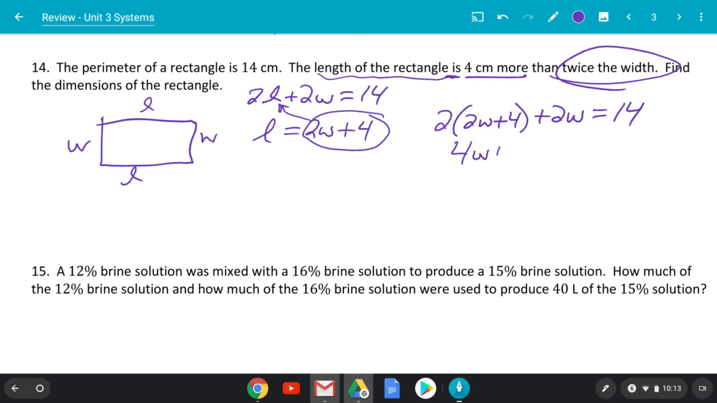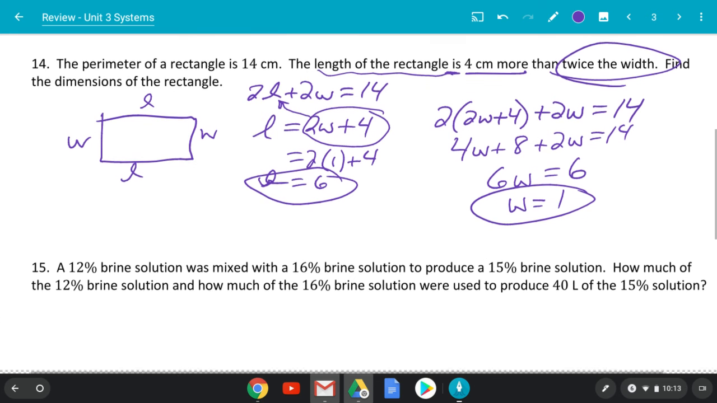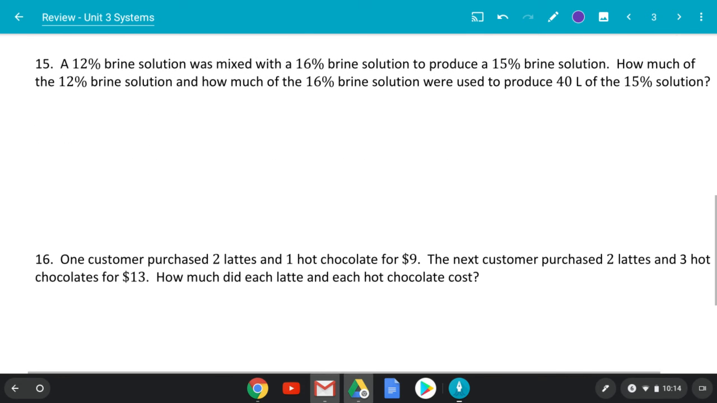But 4W plus 8 plus 2W equals 14. Or 6W equals 6, W equals 1. So 2 times 1 plus 4 is 6. So our L is 6. So our length is 6, and our width is 1. Cool. Number 15 is a mixture problem.